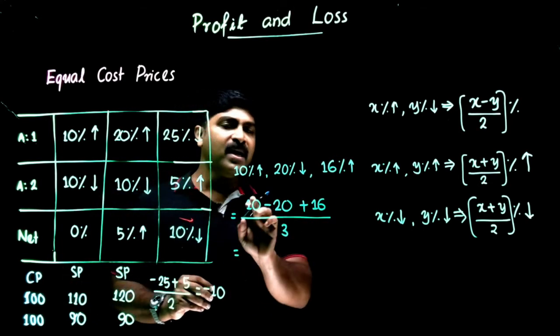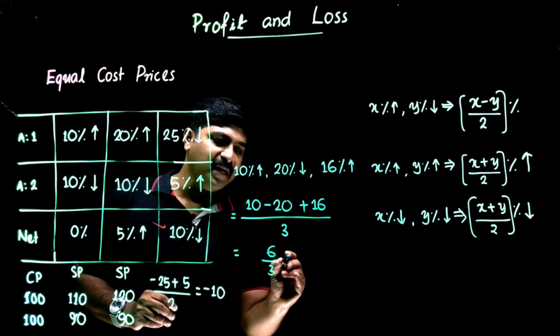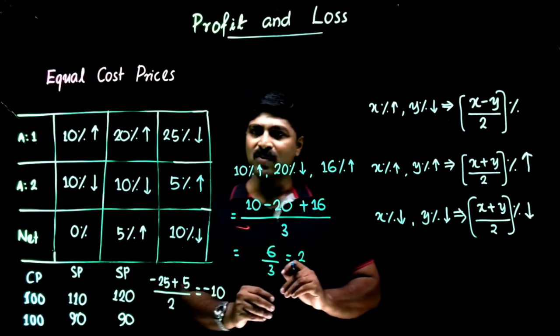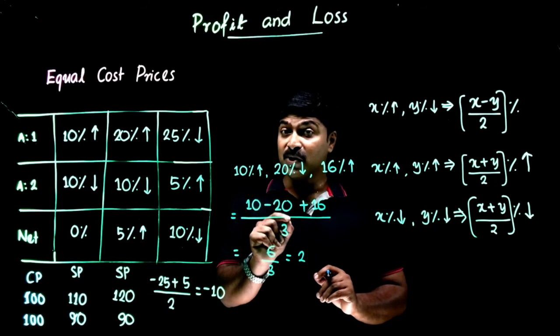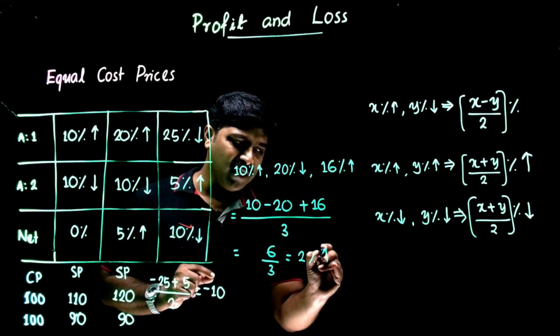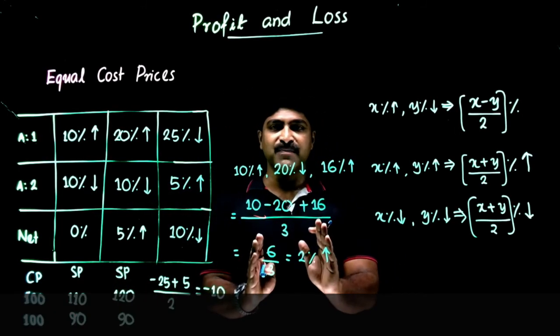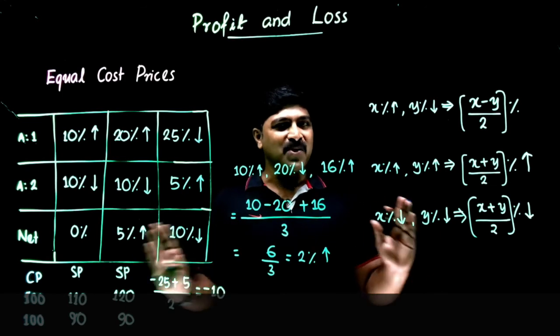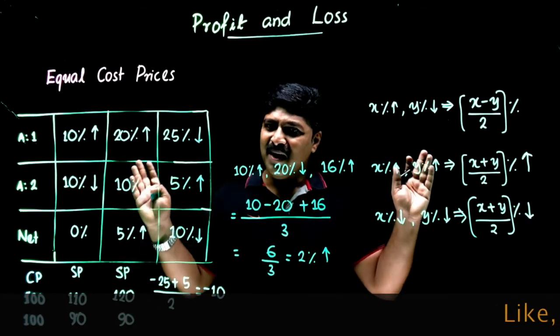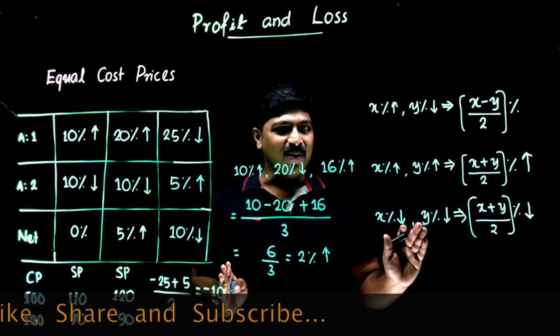So what will be the final result here? While simplifying all these values, we get 6 divided by 3, that is 2. 2 means positive 2. So what do we have here? This is 2% profit. So the net effect of this entire transaction will be equal to 2% profit. It's a very effective trick from this area of profit and loss.